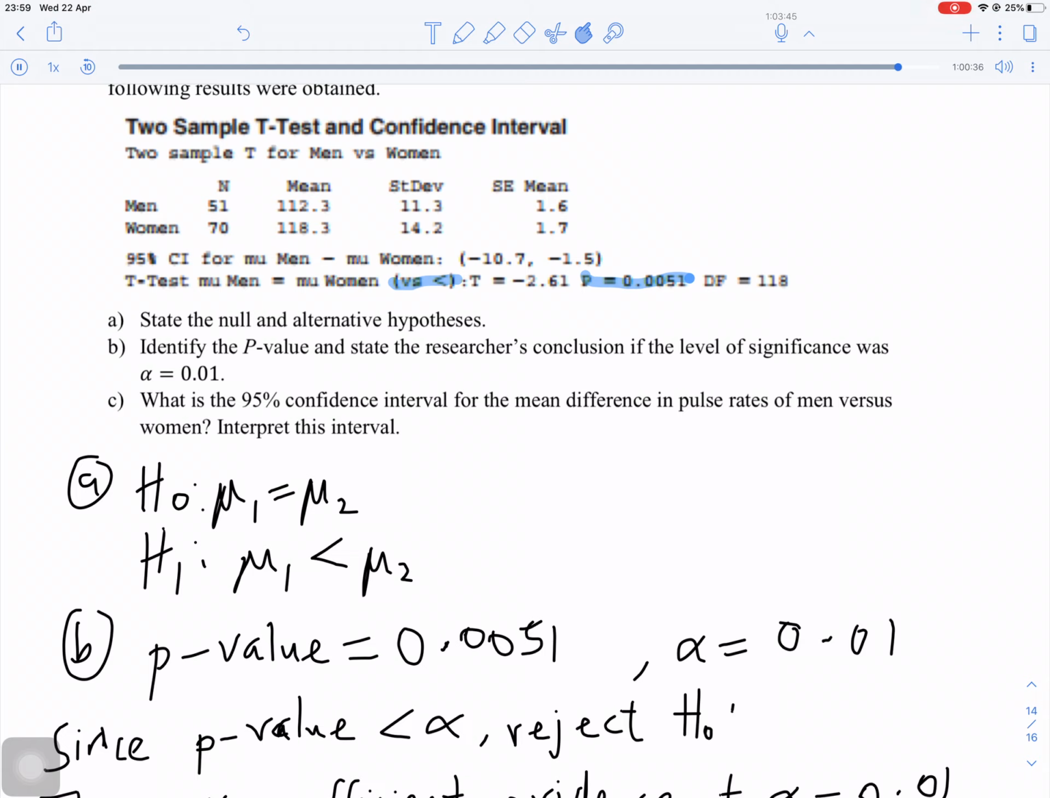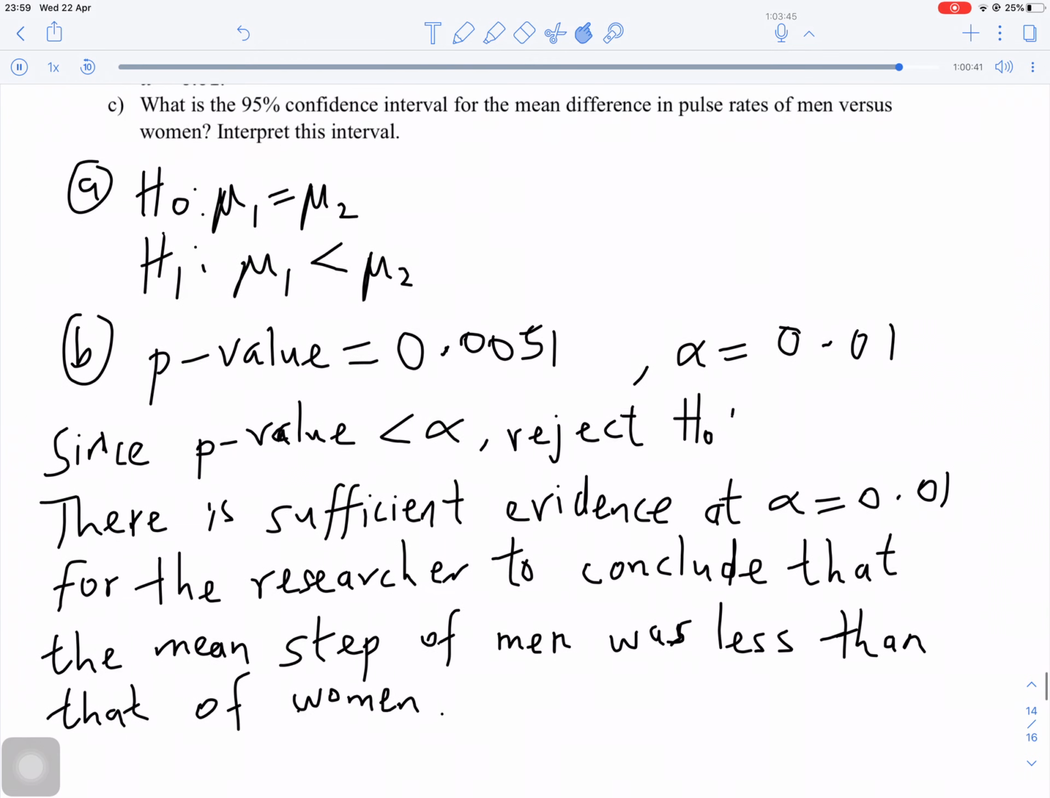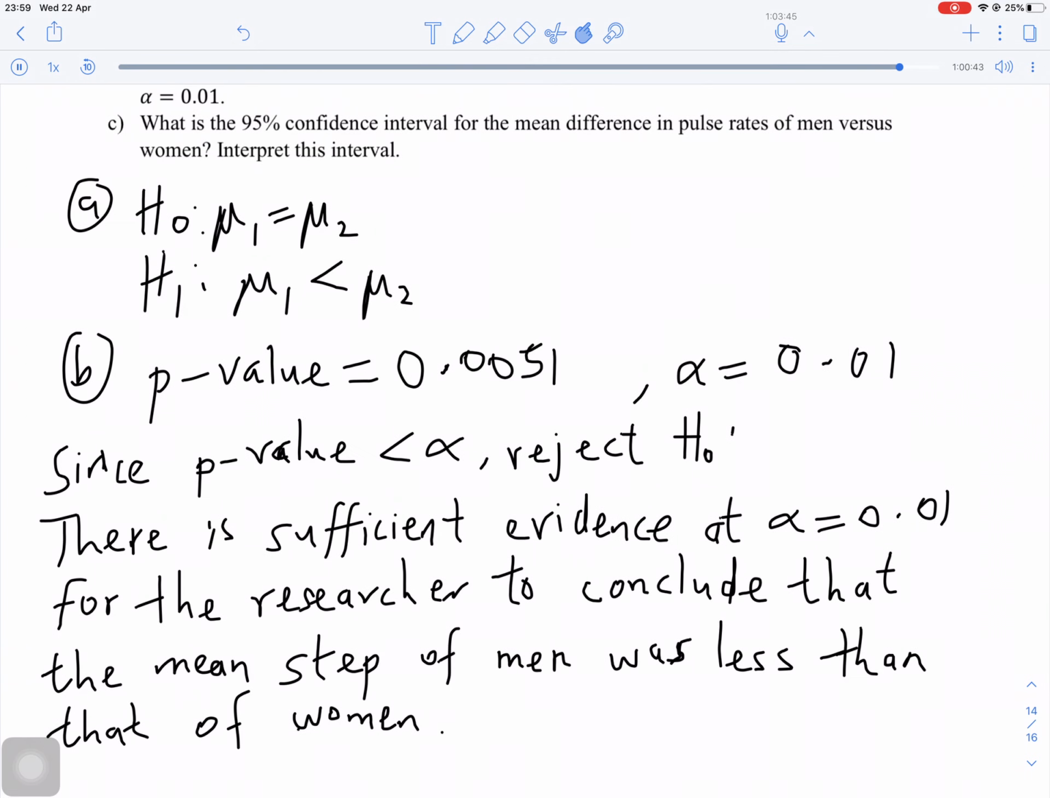So if alpha equals 0.01, comparing these two values, then we can see that the p-value is less than alpha. So we reject H0. And the conclusion is that there is sufficient evidence at alpha equals 0.01 for the researcher to conclude that the mean step pulse of men was less than that of women.